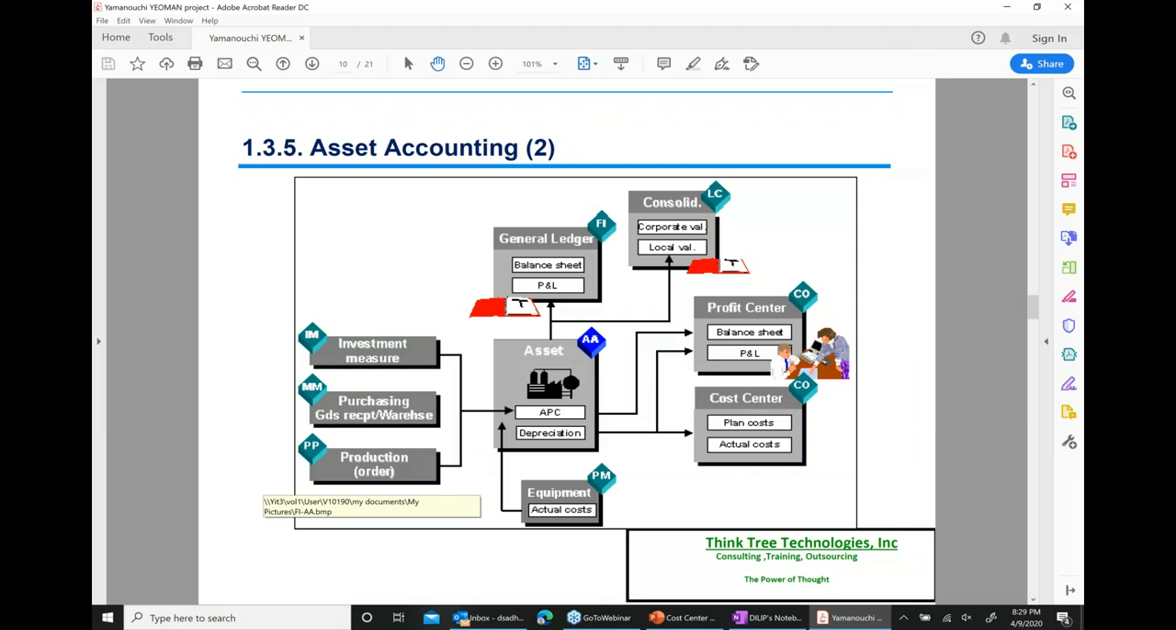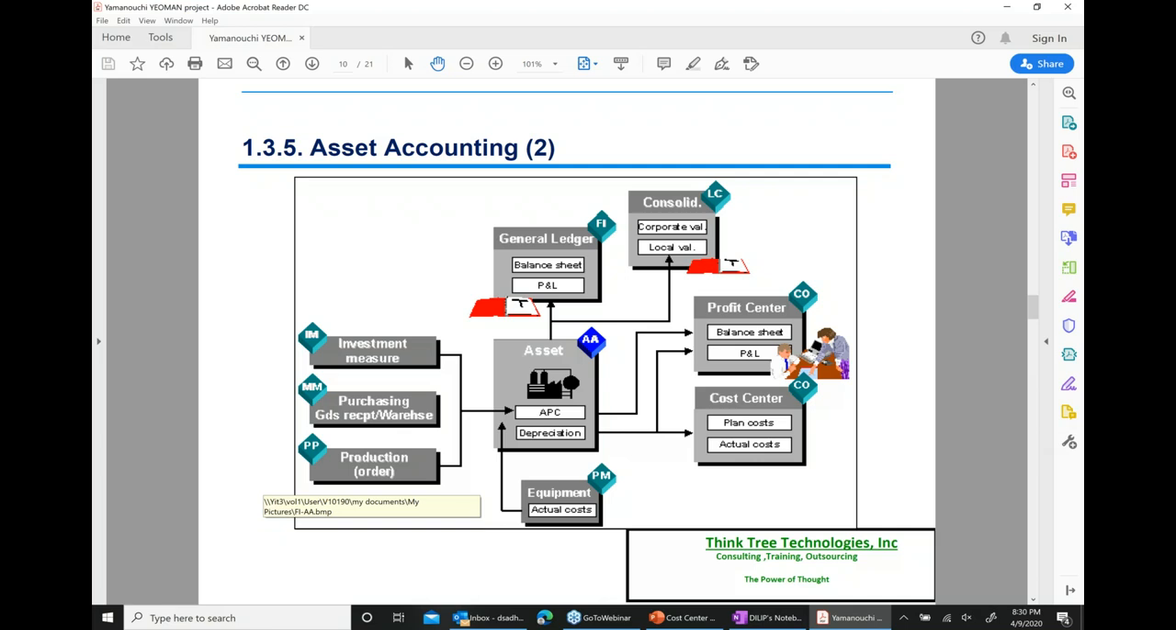Then there is something called asset accounting in SAP. Asset accounting basically means going through your entire asset life cycle. So an asset has an entire life cycle. Now, what is the asset life cycle? Asset life cycle is basically where you will be taking care of your end-to-end asset cycle. Now, what is the asset cycle?